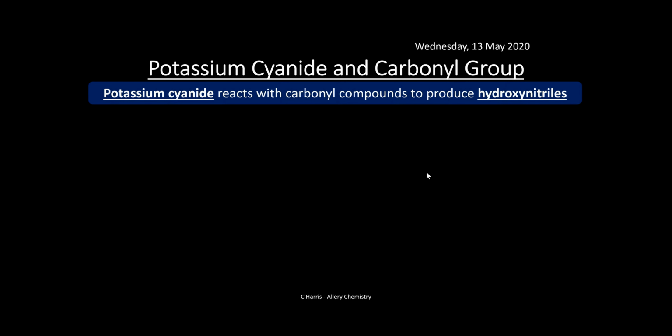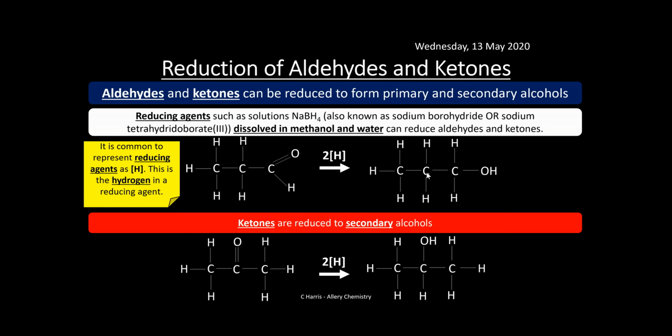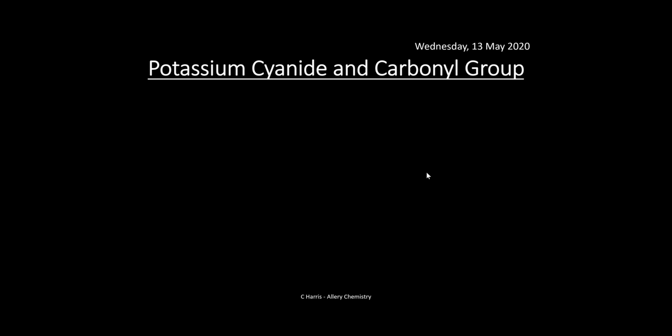Okay, so let's look at potassium cyanide and the reaction with the carbonyl group. We're looking at further reactions here. We've looked at how we can test for carbonyl groups, how we can test for aldehydes and ketones, and how we can reduce the aldehydes and ketones as well. But we also need to know some reactions with certain chemicals.